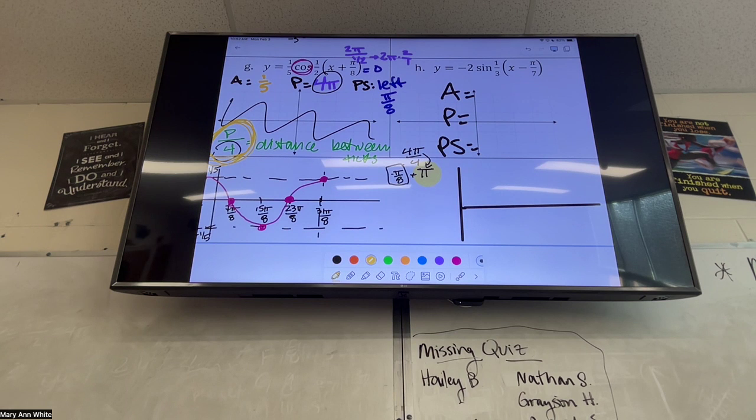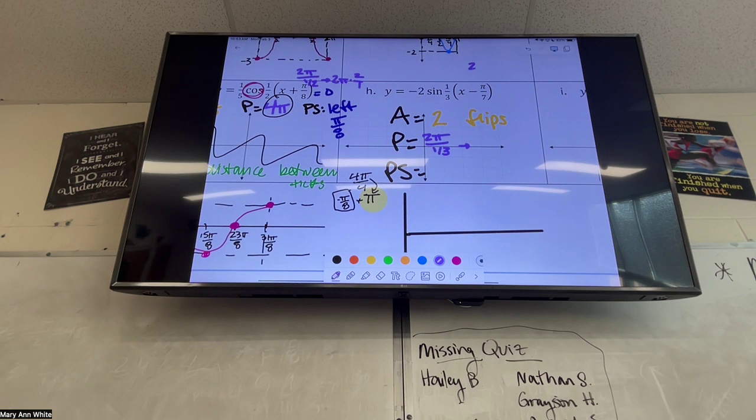-2. Let's not use negative. Let's go 2. What does that negative do to my graph, though? Good, it flips it. I want you to think about amplitude as a distance, and you would never say a negative distance. So we're always going to say a positive number for amplitude. What about my period? What's my period going to be? 1/3. It's going to be 2 pi divided by 1/3. And what is 2 pi divided by 1/3 the same thing as? 2 pi times 3. 2 pi times the reciprocal of 1/3. So that's going to be 6 pi.